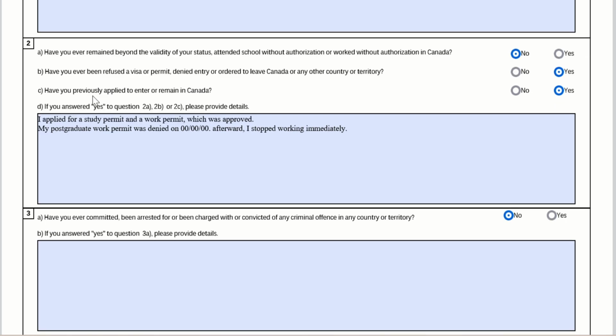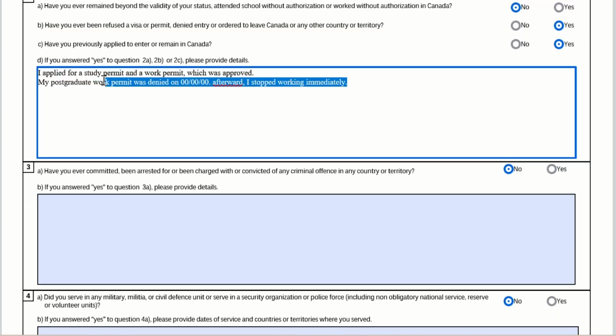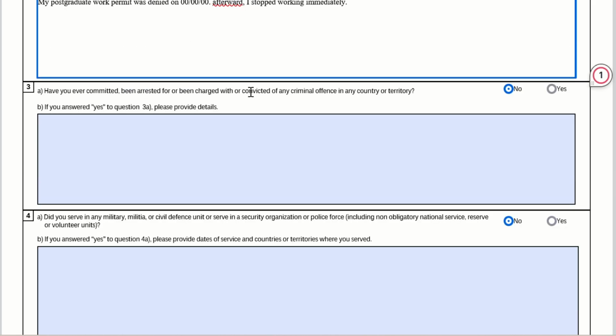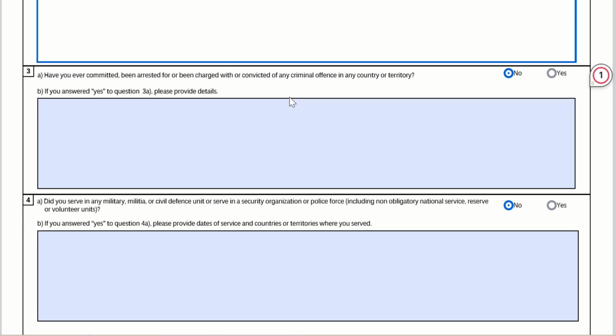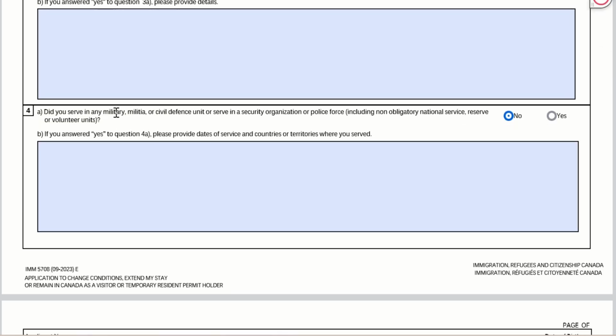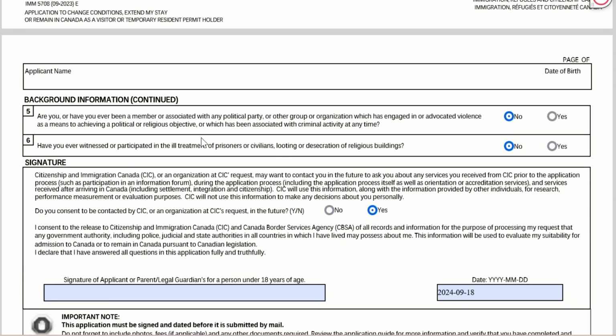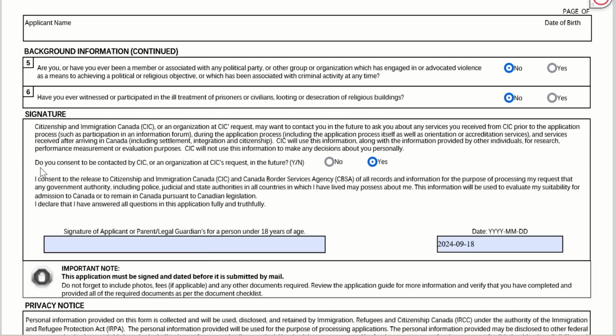If you have applied for the work permit extension, then you have applied for remain in Canada. So yes, and briefly explain what all things you applied for, what all things were denied, and the dates, the better. Or have you been arrested or committed an offense? No. And again, any relation with military? No. Political parties, criminal activity? No, no. Do you consent to be contacted by CIC?